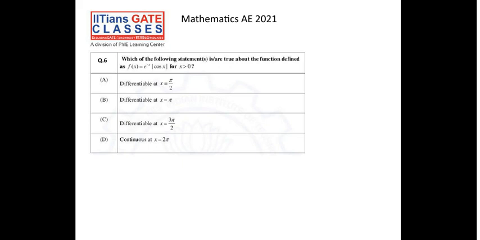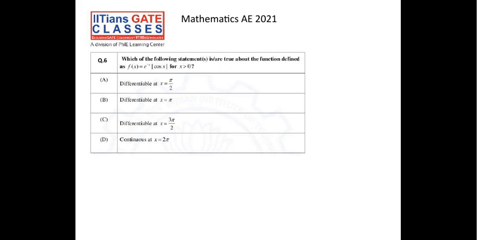Which of the following statements is or are true about the function defined as f of x equals e raised to minus x mod of cos x for x greater than 0? Differentiable at x equal to pi by 2, differentiable at x equal to pi, x equal to 3 pi by 2, and continuous at x equal to 2 pi. These are the 4 options. This is an MSQ, so we have to evaluate all the 4 options and see which of these are correct. There can be multiple options which are correct.